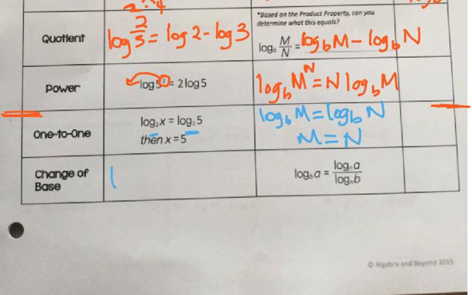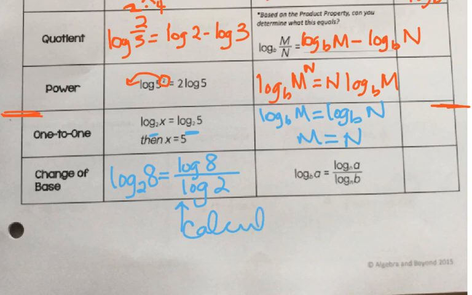And then last, the change of base. If you want to evaluate a log and you don't know how to enter it into your calculator, because your calculator can't always do these different bases, the equivalent is where all you do is you take the log of 8 and you divide it by the log of 2. And so this you can actually put into your calculator. It will give you an answer, which hopefully you'll figure out is 3.